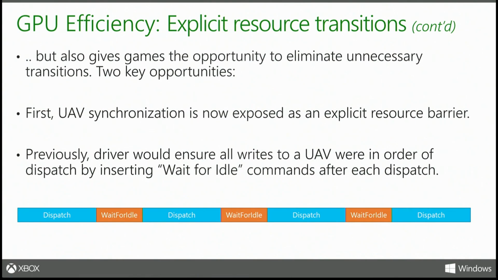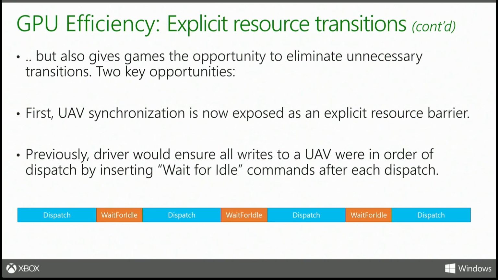So you're now more aware of what's happening on the GPU. There's less unexpected stalls and costs coming from there. But it also gives you a really cool opportunity to eliminate unnecessary and redundant resource barrier transitions. You can do this both in the app and in the driver by giving the driver more information about how you're going to be using a resource. So the first case we're going to talk about is UAV synchronization.